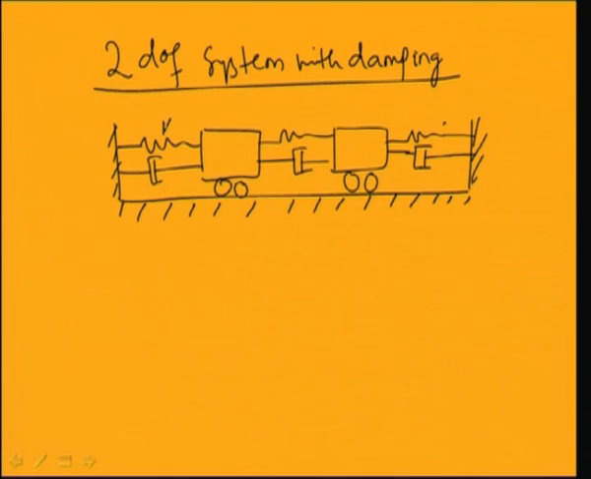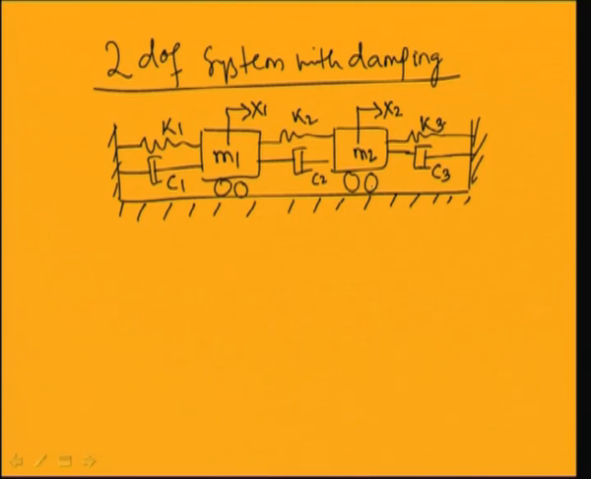I will take this as k1, this is mass m1, this is mass m2, and this is c1, this is c2, this stiffness is k2, this is k3, and this is c3. You can take the displacement of mass m1 as x1, or I can take generalized coordinates x1 and x2. So x1 is the displacement of mass m1 and x2 is the displacement of mass m2.